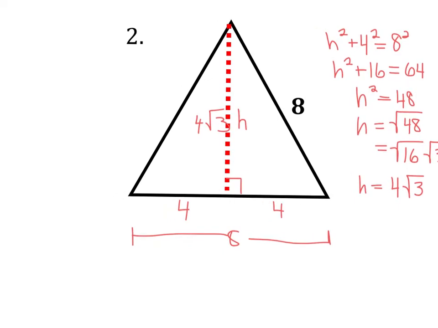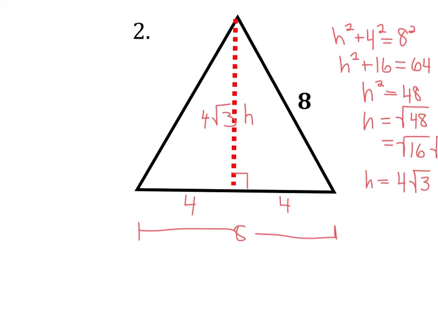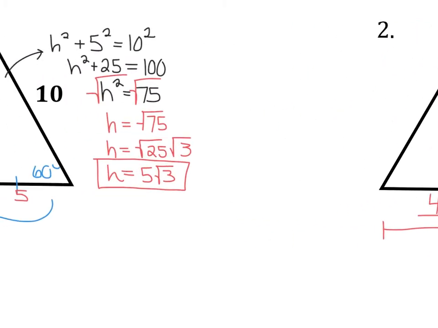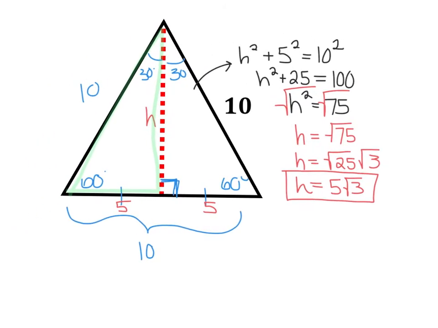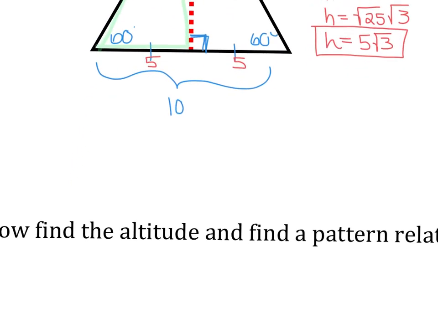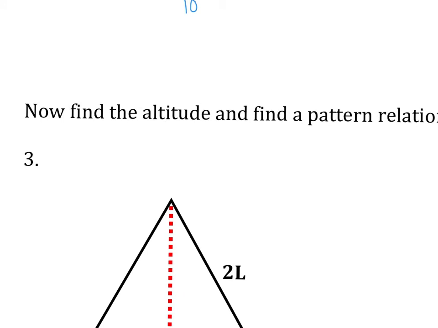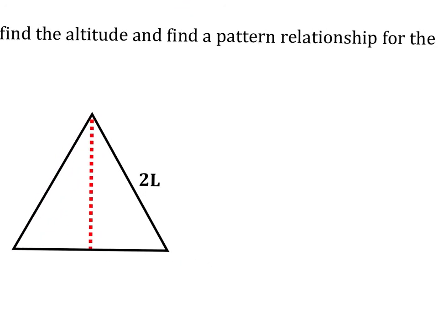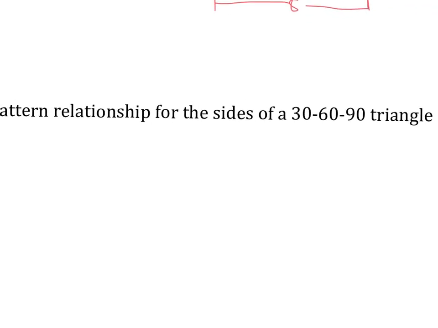Do you see a pattern? Here, when the side was 8, and then we split it into 4 and 4, the height was 4 root 3. In the first example, when we split the side of 10 into 5 and 5, the height was 5 root 3. That is going to bring us to the relationship and the pattern that always exists in any 30, 60, 90 triangle. So this is going to be true for any right triangle that's 30, 60, 90.